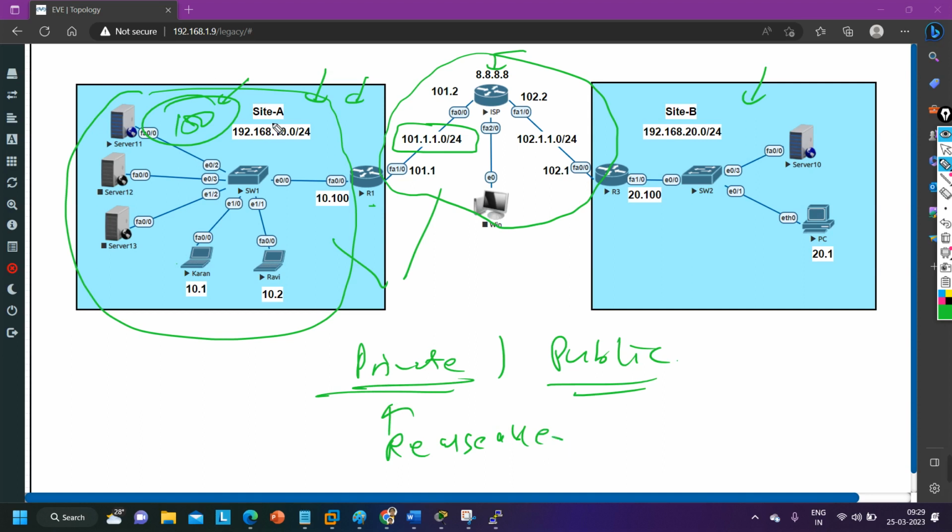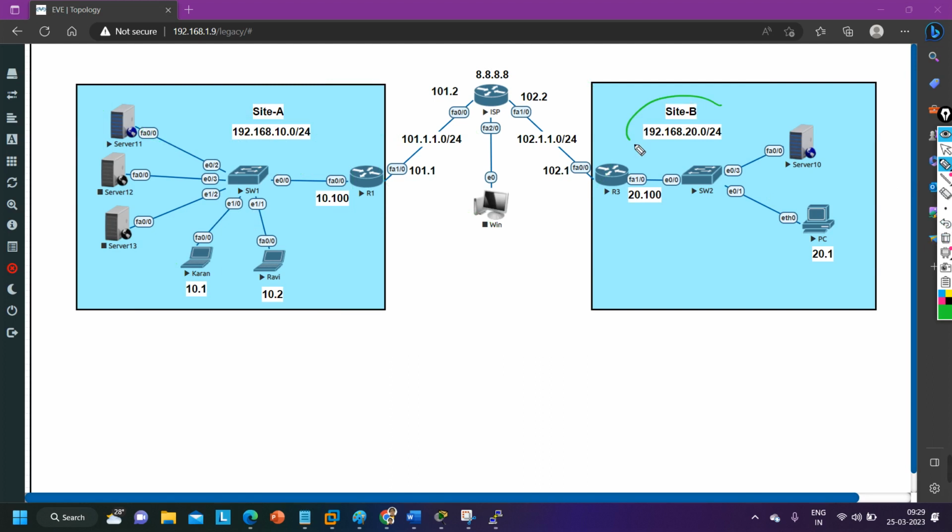That means here I am running this private network, and in another organization I can also run the same private network. Like me, there are millions of companies using these private IP addresses in their networks. The same private IP addresses I am also using here, because the ISP, my public network, knows your private network by the public IP address, not by the private IP address. So this is the public IP address 101.1.1 for this organization, right?